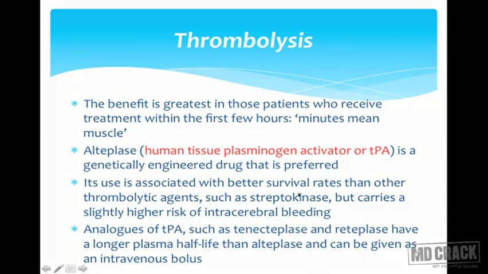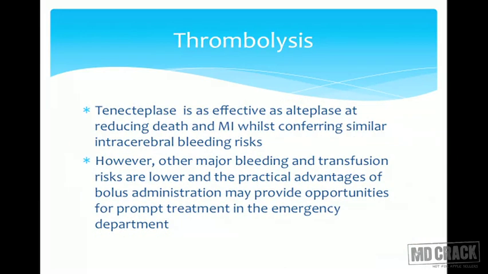Its use is associated with better survival rates than other thrombolytic agents such as streptokinase, but does carry a slightly higher risk of intracerebral bleed. Analogues of TPA such as tenecteplase or reteplase have a longer plasma half-life than alteplase and can be given as intravenous bolus. Tenecteplase is as effective as alteplase in reducing death and myocardial infarction while conferring similar intracerebral bleeding risks. However, other major bleeding and transfusion risks are lower, and practical advantages of bolus administration may provide opportunities for prompt treatment in an emergency department.